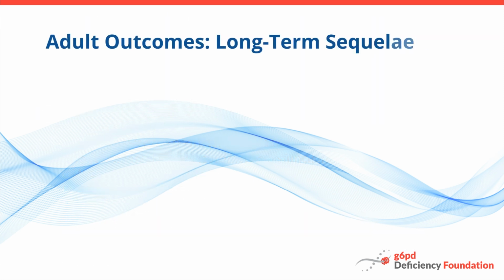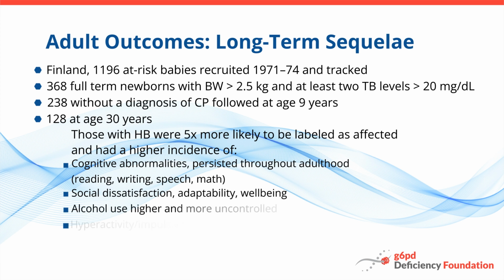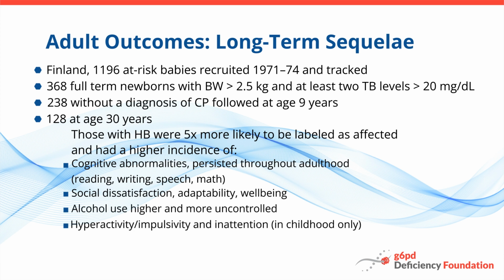Interestingly, the long-term effects of hyperbilirubinemia have been studied. Those results provide insight into the impact of infant hyperbilirubinemia on the adult. In Finland, a follow-up study was conducted on a cohort of full-term and normal-weight newborns whose bilirubin levels were greater than 20 milligrams per deciliter.